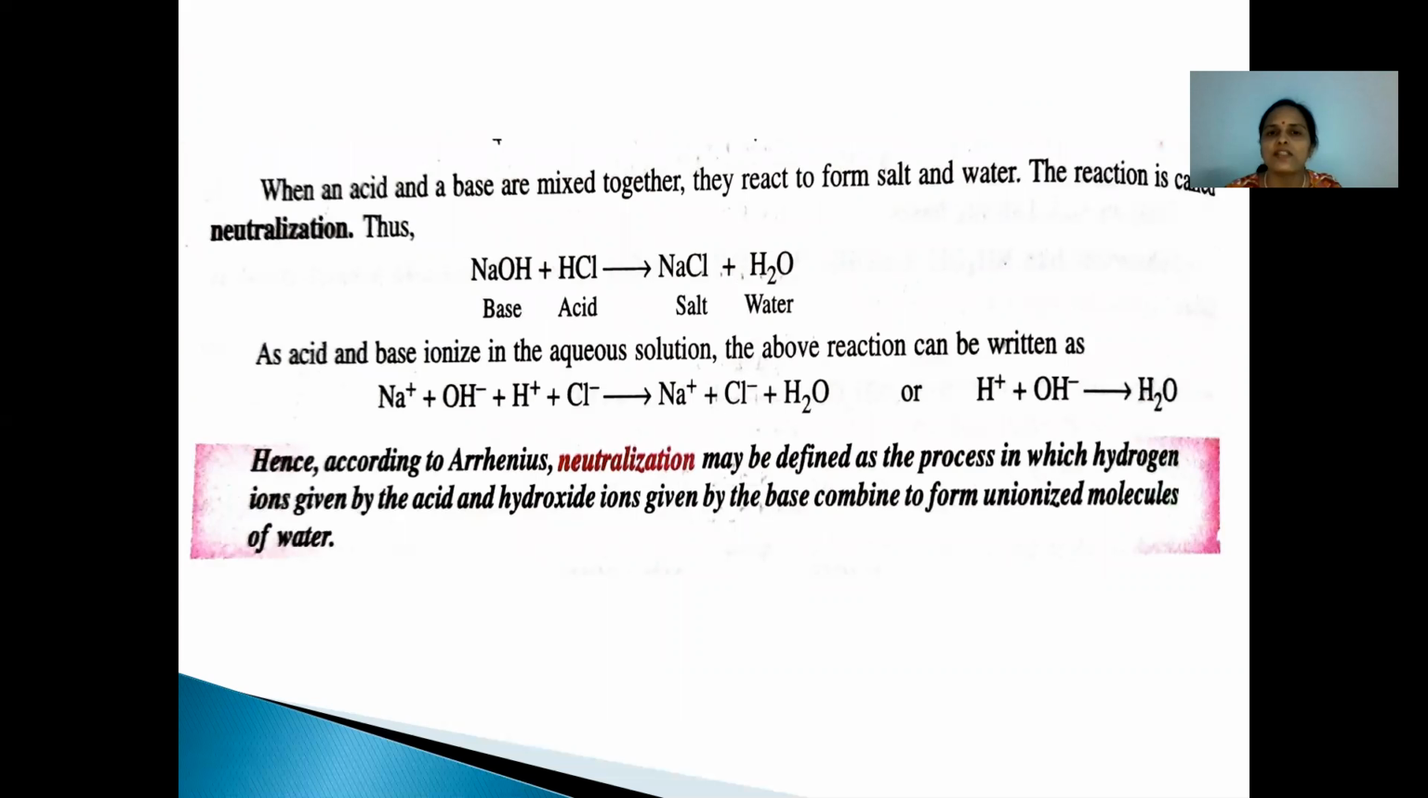When an acid and a base are mixed together, they react to form salt and water, and the reaction is called a neutralization reaction. You can see the example: sodium hydroxide, a base, reacts with HCl acid, resulting in the formation of salt plus water, NaCl plus H2O. So according to Arrhenius, neutralization may be defined as the process in which hydrogen ions given by the acid and the hydroxide ions given by the base combine to form unionized molecules of water.